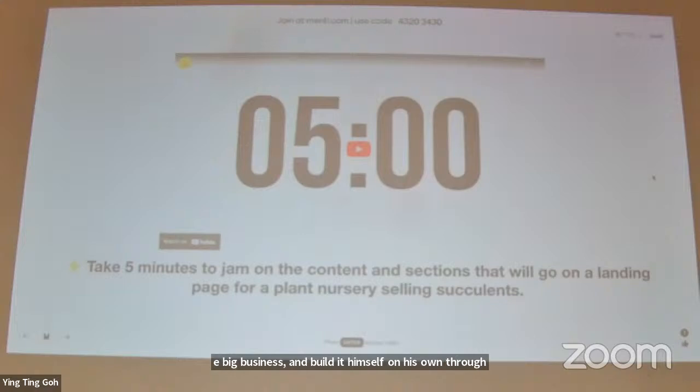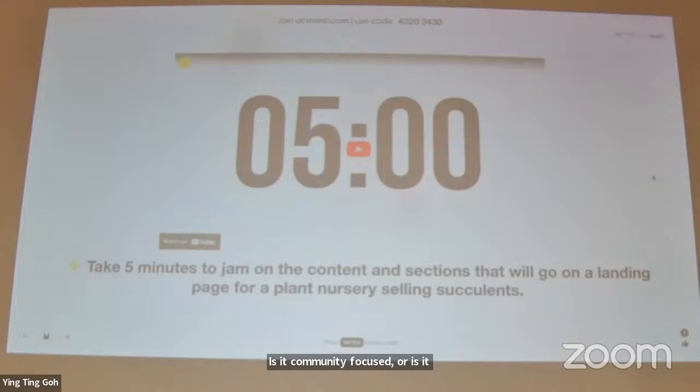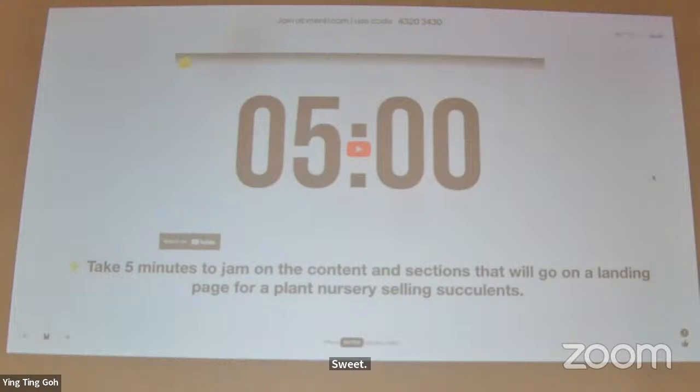Are we building a community as well on top of making it a sustainable business where revenue and profits are earned? Is it community focused or is it like high volume selling? Community focused, okay. Are we only going to sell succulents in this nursery, or are there more things in the nursery? Okay, succulent obsessed plant nursery, obsessed about it.